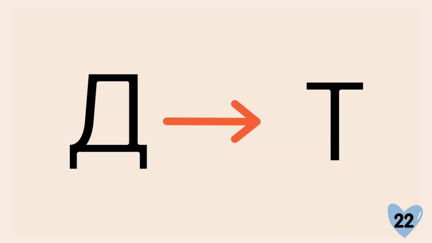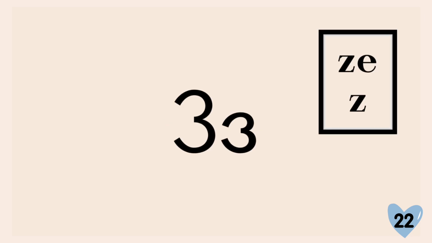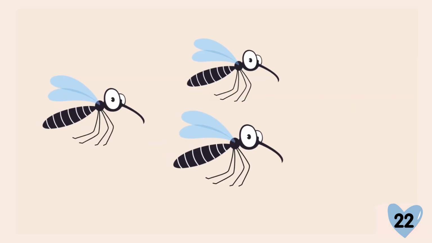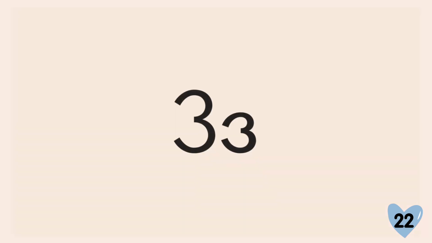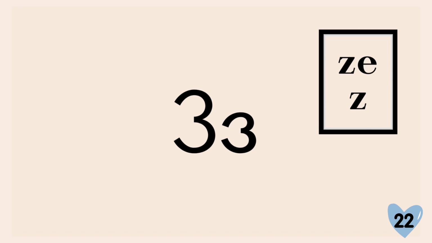And this is not just about one letter. This same rule works with other letters too. Let's take the letter Z. No, it's not the number 3. It's the letter Z. Remember? Three buzzing mosquitoes. Zzz. So far, you've read this letter like this. Now, let's see what happens when it comes at the end of a word. At the end of a word, it sounds like S.